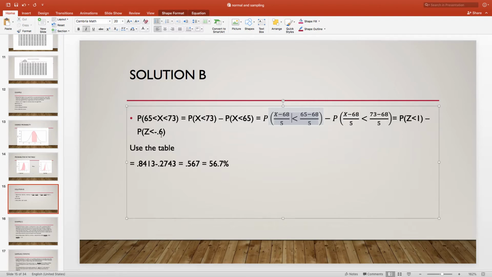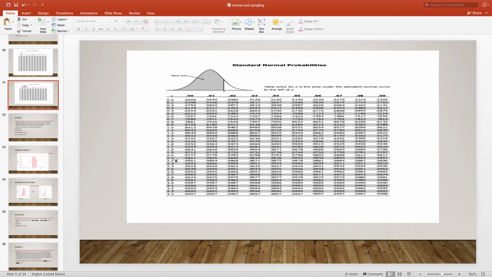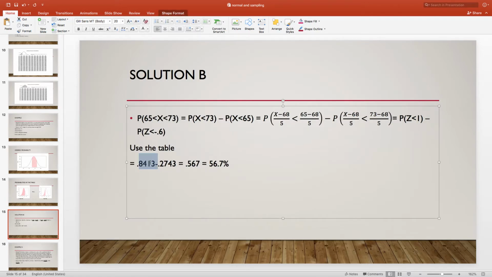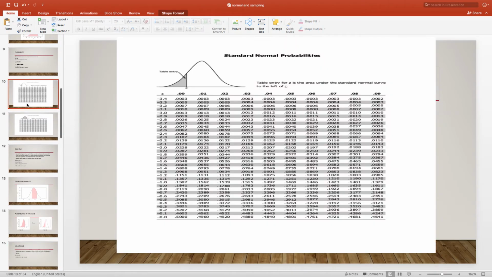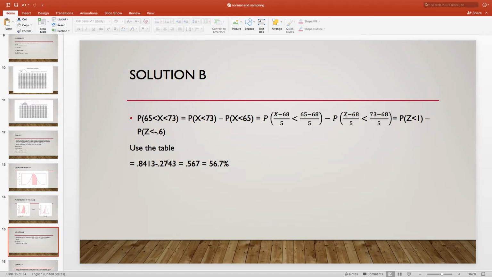If I want to find these values in the table, I go back here, so I find a z-score of 1, which would be 0.8413. That's that value right there. Then I find the z-score of minus 0.6. So here it is, and there's no decimals after the 0.6. So I take this first value, that's 0, minus 0.60, and that's 0.2743. And there's 0.2743. I get 57.6%.